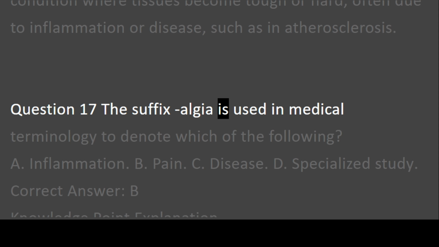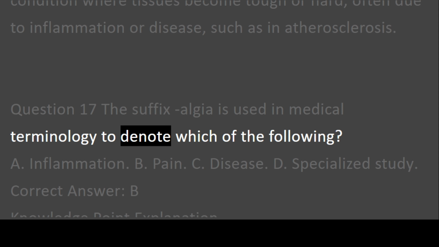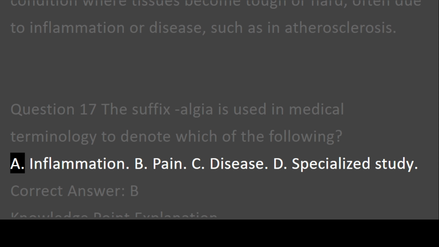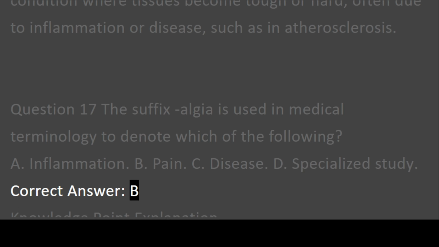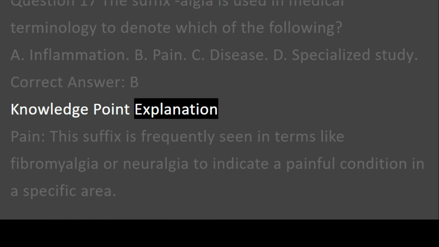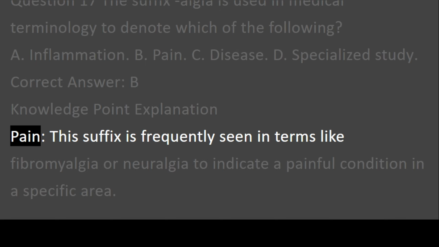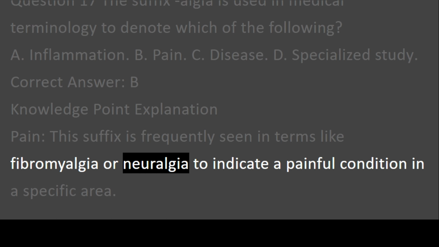Question 17. The suffix algia is used in medical terminology to denote which of the following? A. Inflammation. B. Pain. C. A disease. D. A specialized study. Correct answer, B. Knowledge point explanation. Pain. This suffix is frequently seen in terms like fibromyalgia or neuralgia to indicate a painful condition in a specific area.